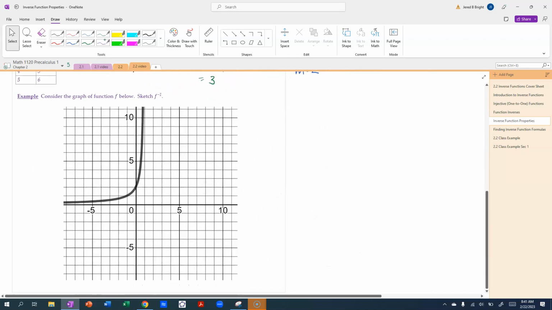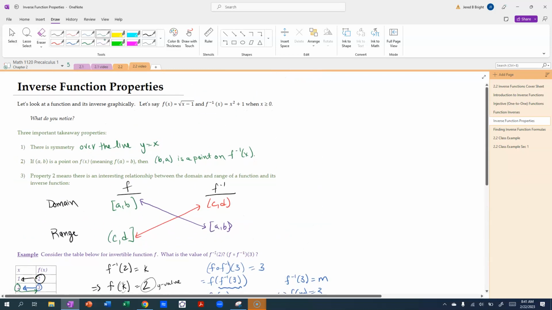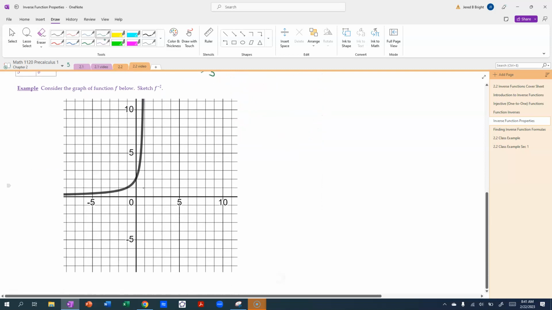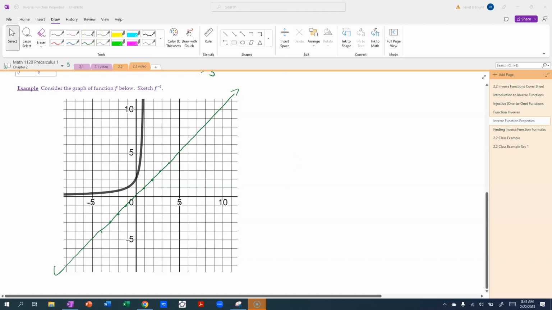All right, last example. It says, here's a graph of a function below. We want to sketch the inverse. To help sketch the inverse, remember there's symmetry over this line. So I'm just going to sketch that line here in green. So boom, boom, boom, boom, something like this. It's not exact. Again, if you wanted exact, you'd use a graphing utility. But it's good enough for now.